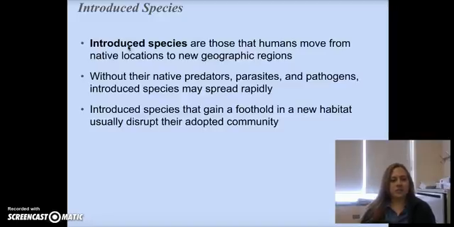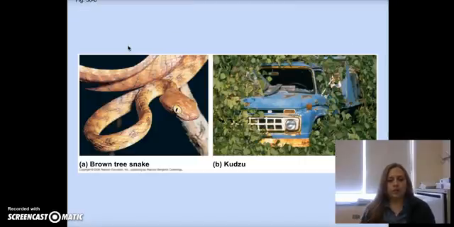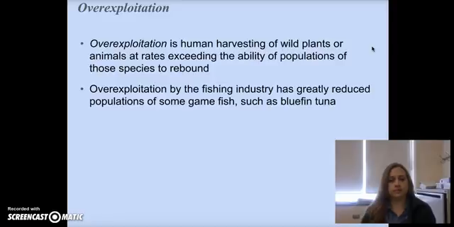Next, we have introduced species, and these are those that humans move from native locations to new geographic regions. Without their native predators, parasites, and pathogens, introduced species may spread very, very rapidly and start to take over almost entire ecosystems. Introduced species that gain a foothold in a new habitat can just cause huge devastation in the new community. So here, a really good example in the US is kudzu. So this happens in the south, and like anything that's standing still long enough can get covered by this plant.